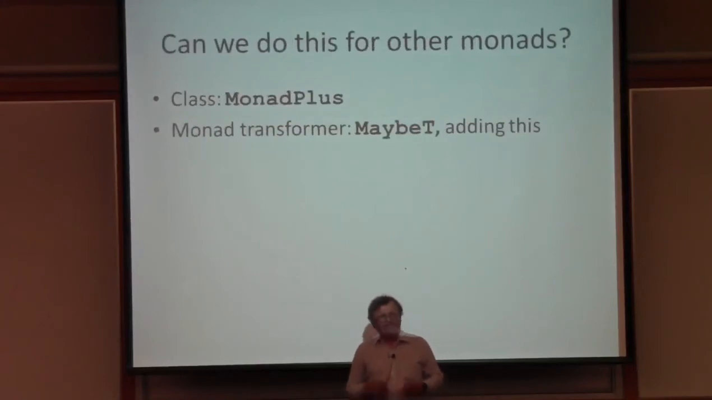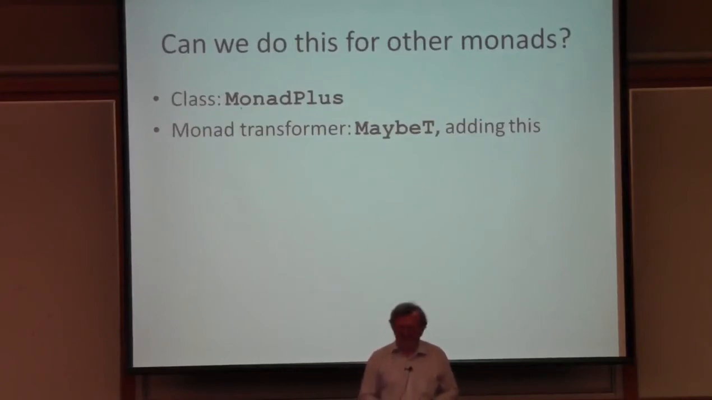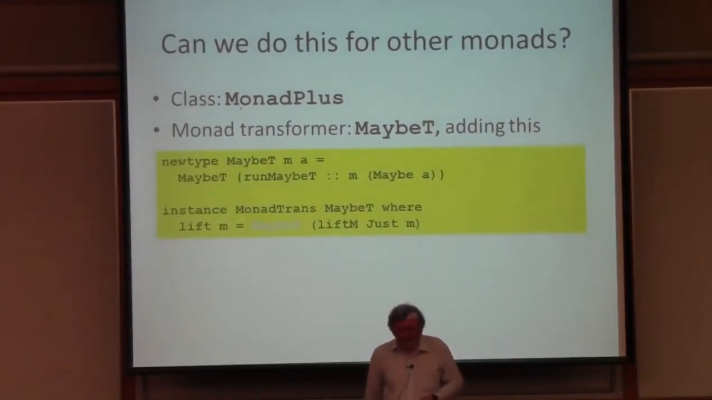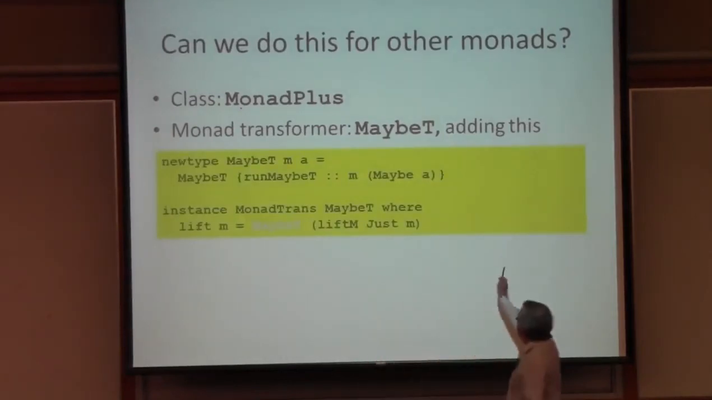If I can do that for state, can I do it for other monads as well? Can I turn other monads into corresponding monad transformers? Well, we've seen the type monad plus as well, the type of monads that let us express failure and alternatives. And we've seen that the maybe type is one instance of that. Can we define a maybeT transformer that adds this capability to other monads? Well, sure we can. It's quite easy.